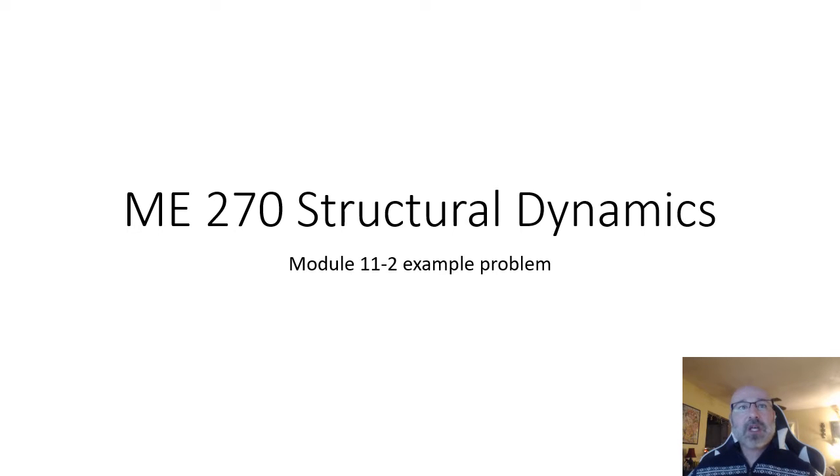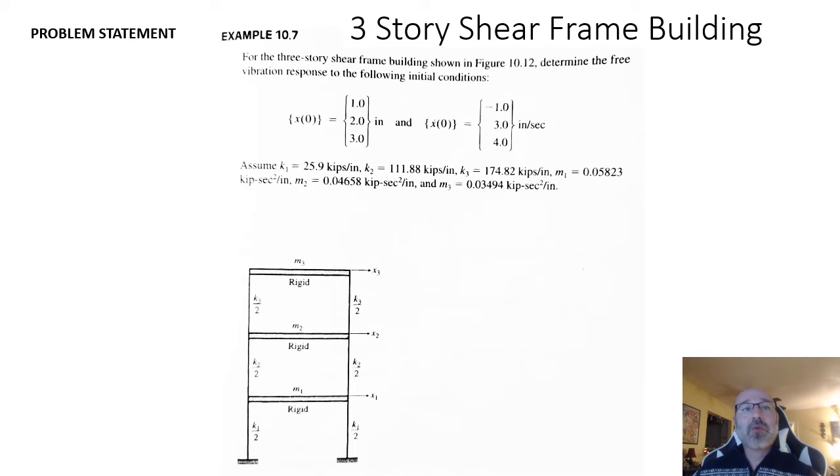Let's take a look at an example problem for Module 11.2 for ME 270 Structural Dynamics. In this example problem, we're going to take a look at a three-story shear frame building, shown in the figure down below. They want us to determine the free vibration response given the following initial conditions.